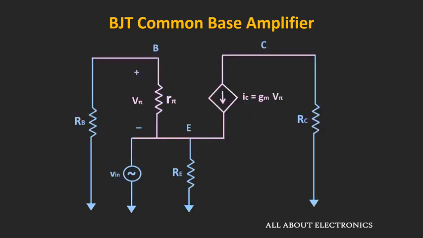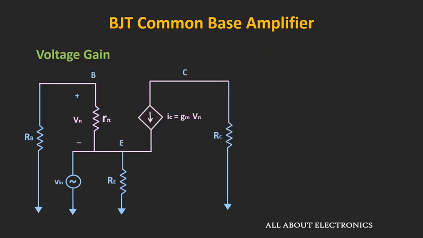Using this circuit, let us find out the voltage gain, the input impedance and the output impedance. First of all, let us find out the voltage gain. Here, this current is the collector current, right? So we can say that the output voltage Vout is equal to minus IC times RC, or equal to minus Gm times V pi times RC. To find the voltage gain, Vout divided by Vin, we need to find the expression of V pi in terms of the input voltage.